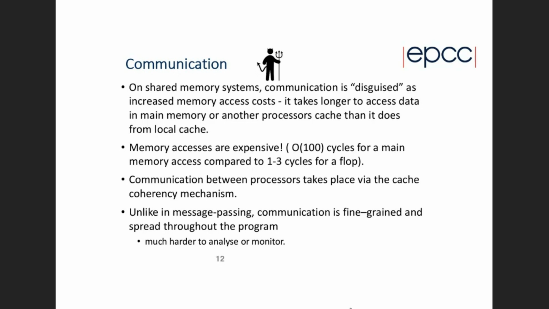Now on to the more difficult stuff. This one is particularly tricky: communication. Why is it hard? Well, because when we're on a shared memory system, communication is disguised in some sense. It appears in your program as increased memory access costs. That's because it takes longer to access data in main memory or in another processor's cache than it does to get it from the local cache.